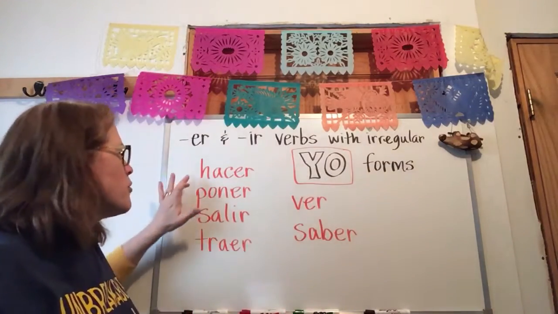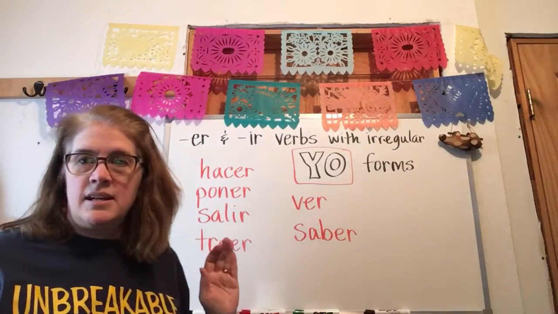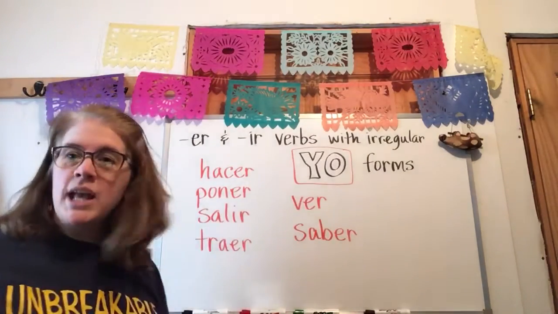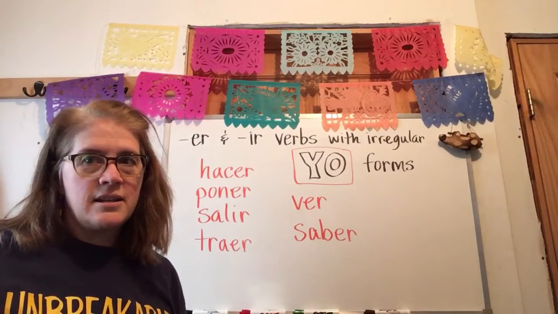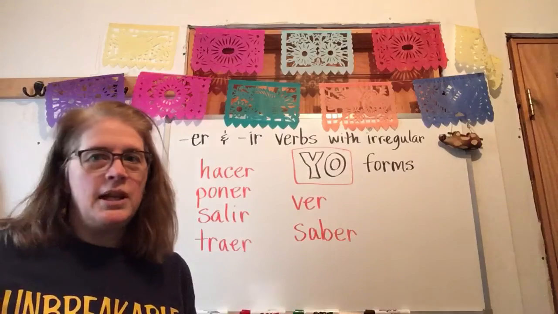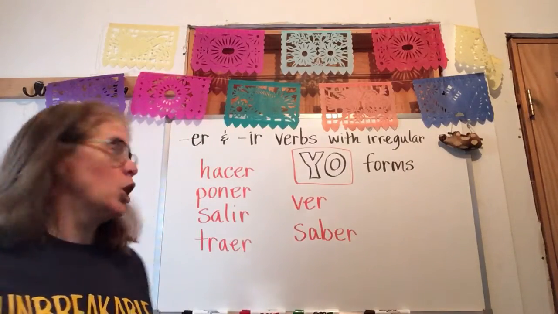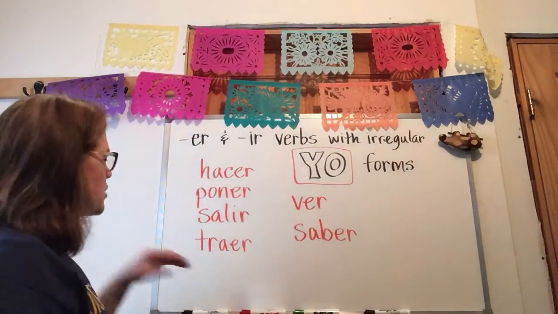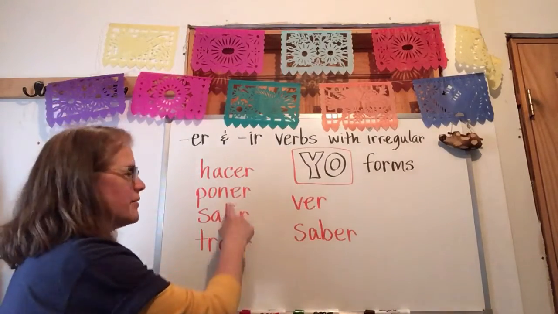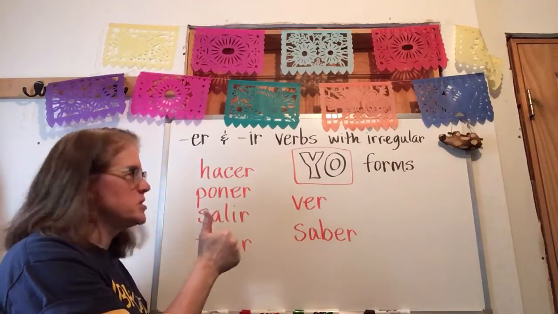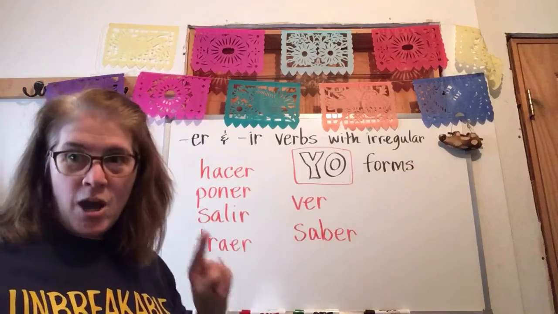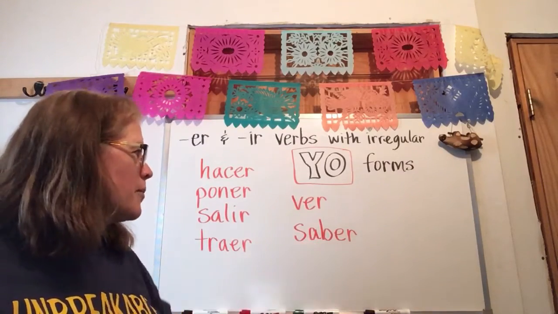All right, yo form of hacer is hago. Yo form of poner is pongo. Yo form of salir would be salgo. Yo form of traer is traigo. Okay, so these all have the G's in them, right? Go verbs. How about the yo form of ver? Veo. Good job. And the yo form of saber?